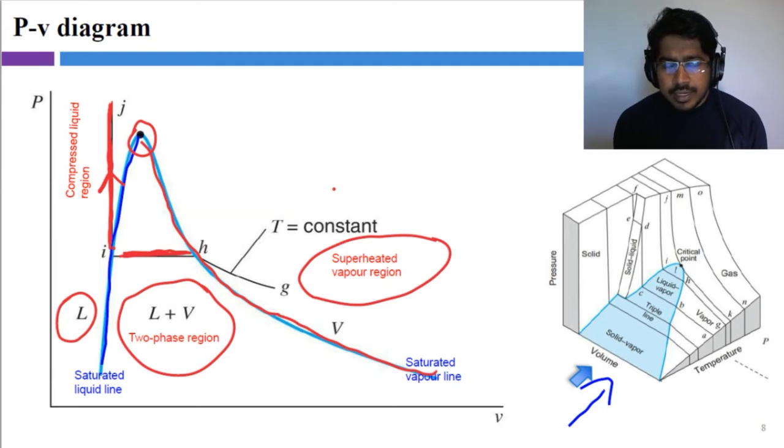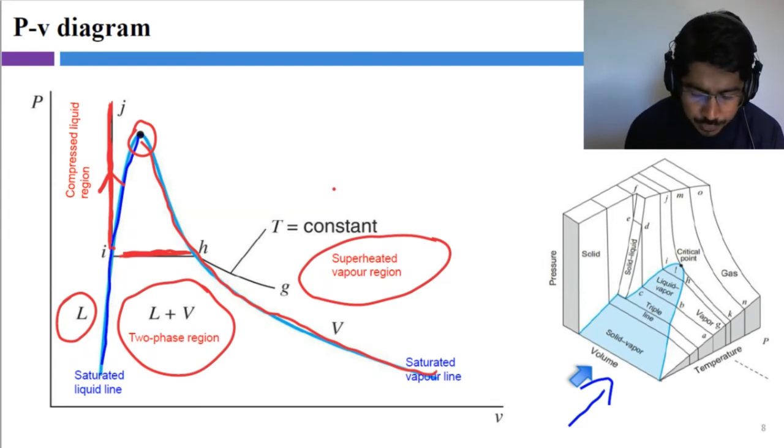It stays the same, right? So basically what it means is the line might be slightly angled, there might be a slight change in the specific volume, but it is not significant, right? So as the pressure builds up in the subcooled or compressed liquid region, the specific volume change is negligible, right?